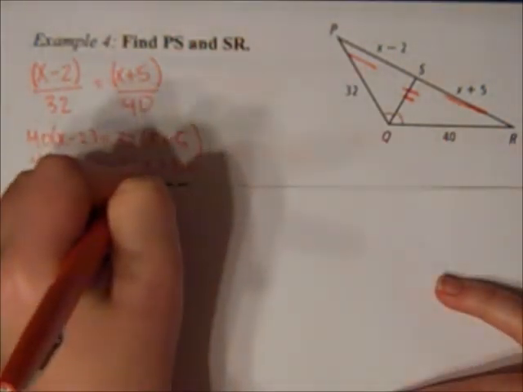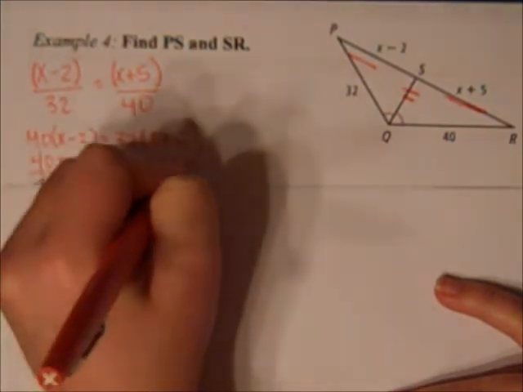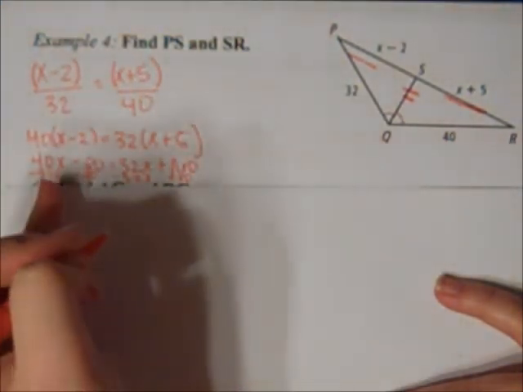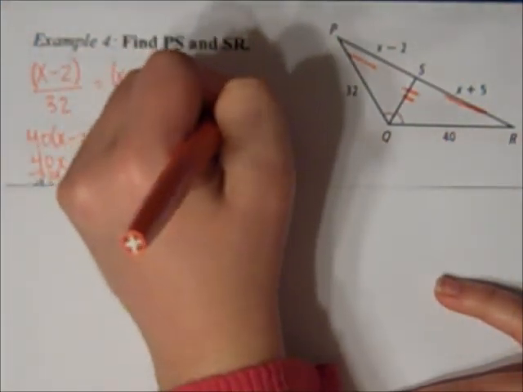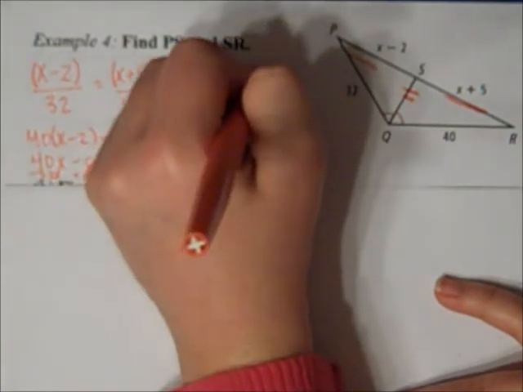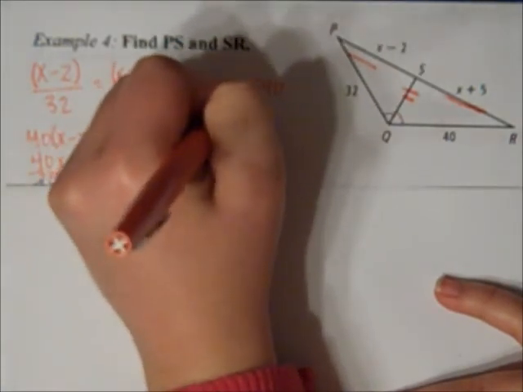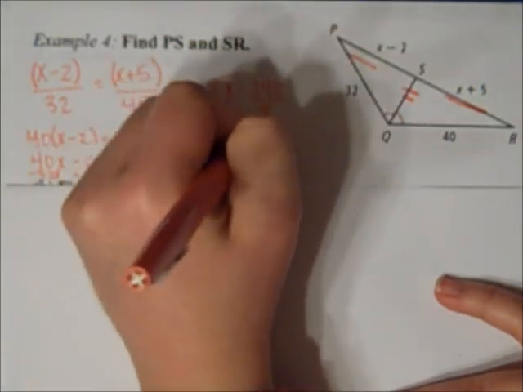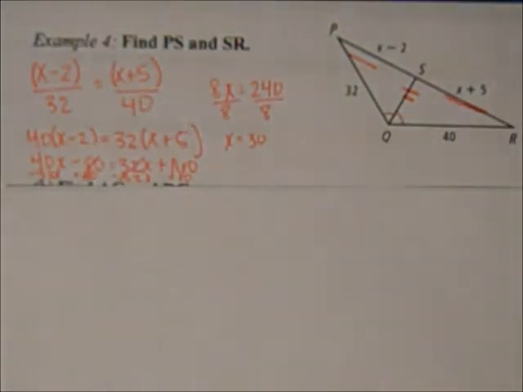Okay, I'm running out of room. I'm going to move the 32 and I'm going to move the 80. So over here I have 8x, and that crosses out. And then over here I have 240. So x is equal to 30.